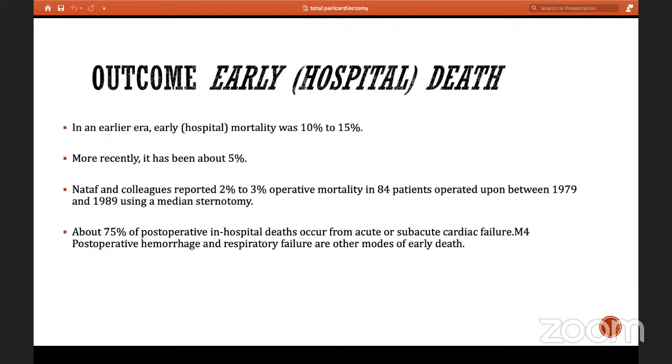1979 to 1988 using a median sternotomy, and about 25% of post-operative in-hospital deaths occur from acute or subacute cardiac failure. Post-operative hemorrhage and respiratory failure are the modes of early deaths.